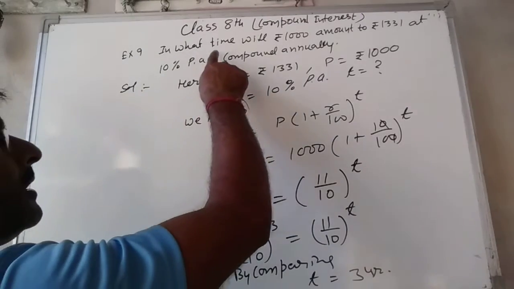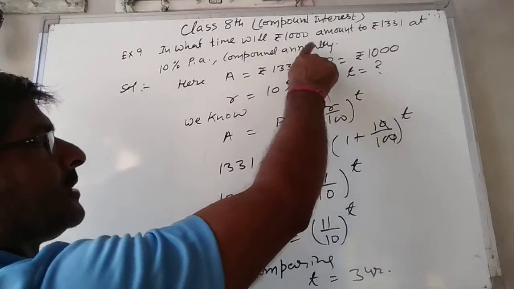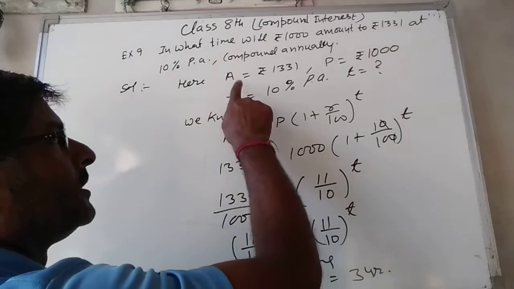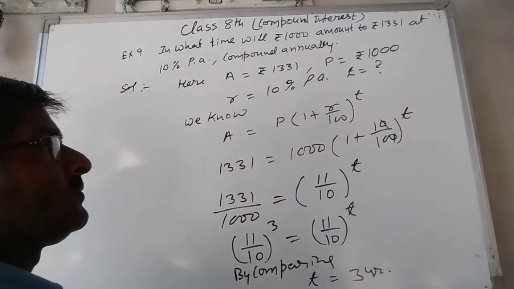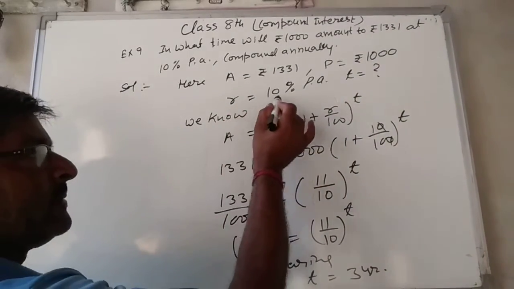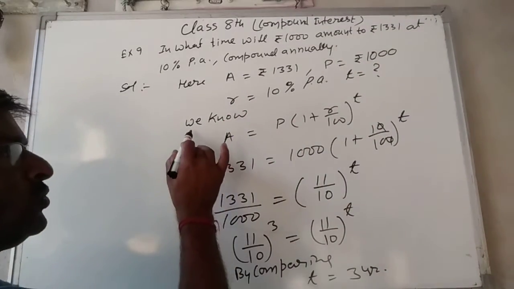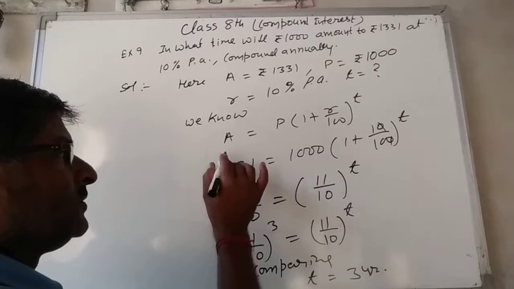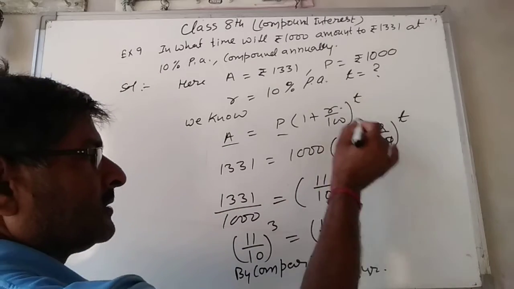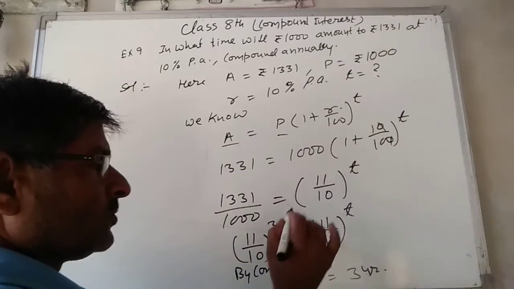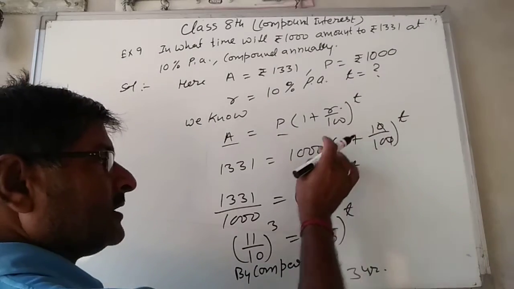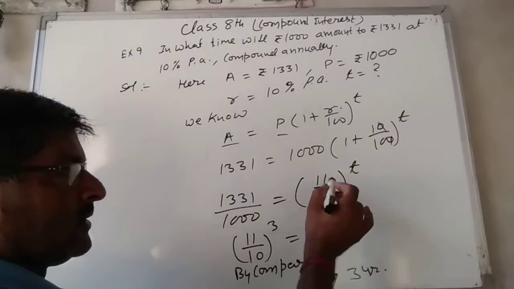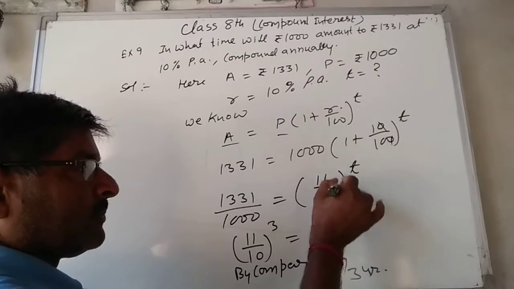In what time will rupees 1000 amount to rupees 10,000 at the rate of 10% per annum, compounded annually? So here P is 1000, A is 10,000, R is 10%, and time we have to calculate. We know that A is equal to P(1 + R/100)^T. Now you can put the values of A, P and R. You can cancel 0 with 0, transfer the 1000 to the other side, so it goes in the denominator. So 10 1 is 10, or 11 upon 10.